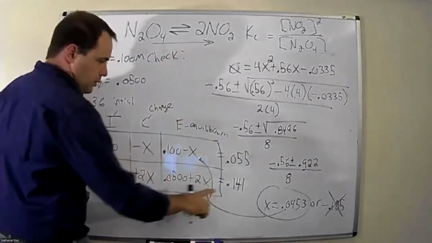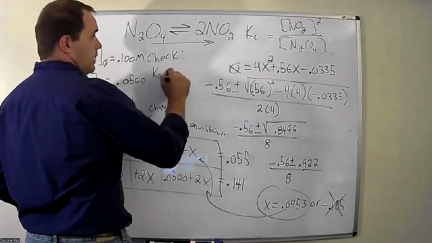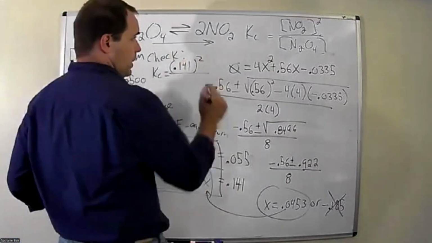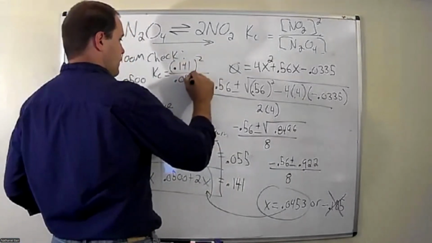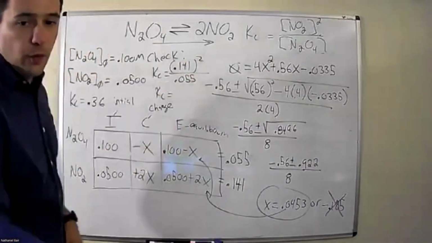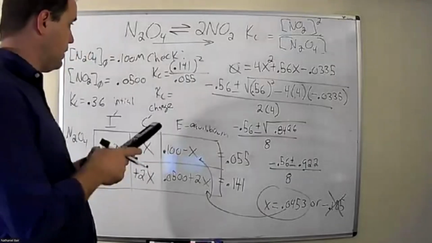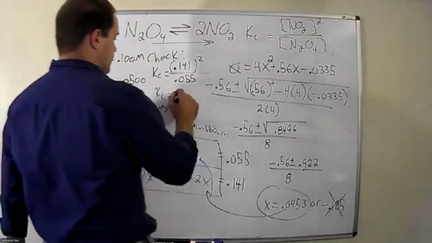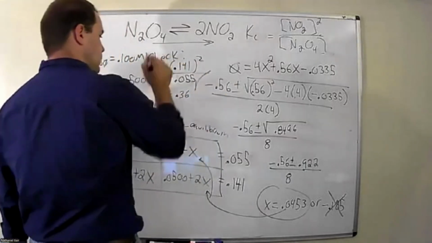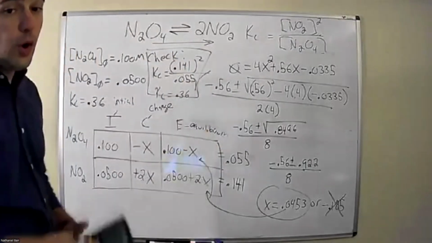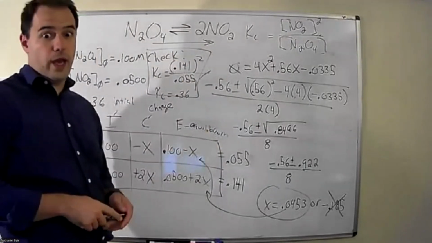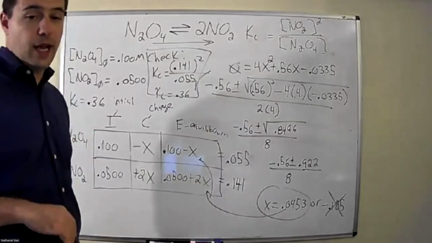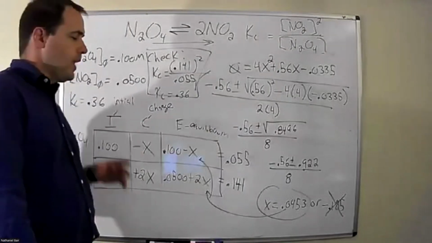So we're going to plug in the NO2 concentration. Kc equals 0.141 squared divided by the N2O4 concentration, 0.055. And hopefully we get 0.36. If we don't, I'm going to be really sad. And we get 0.36. It checks out. We are golden. Oh, yeah. This stuff just got way harder, right? I mean, it's legit, right? There's a reason you had to take Algebra 2 before you take Chem 102, right? And it's this.